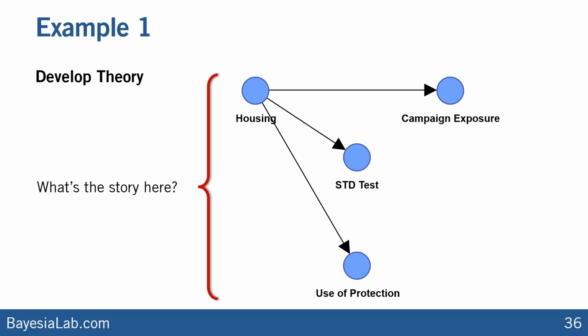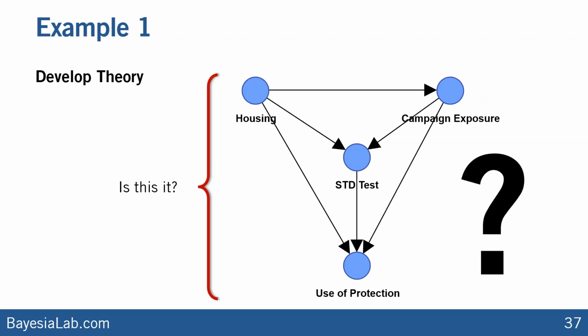Perhaps we can agree on these three arcs, and then you may think, well, let's just keep going here and complete this. This should all be fairly straightforward. But here I'd like to challenge you. Well, is this the complete graph? Is it that campaign exposure is the cause of protection, or is it that doing an STD test then makes you use protection?